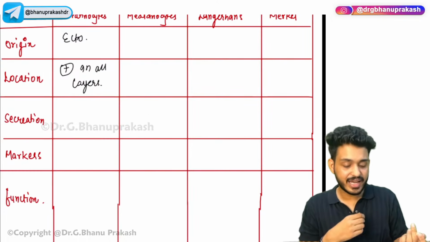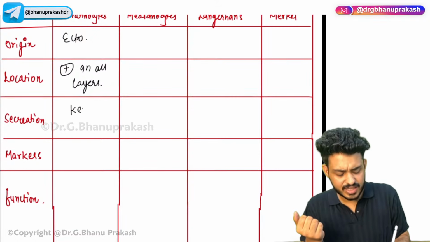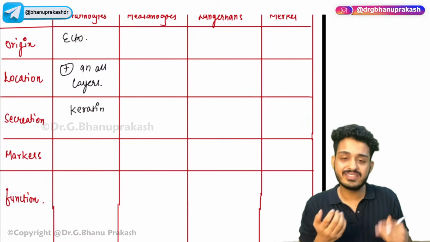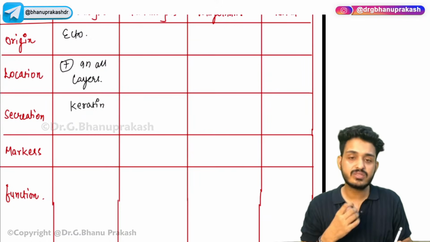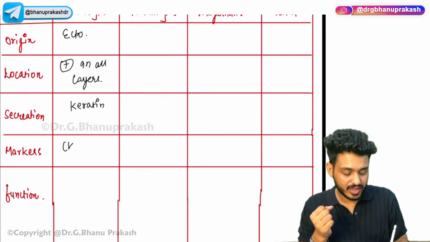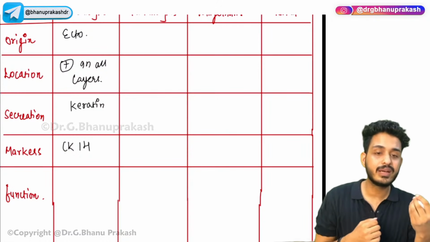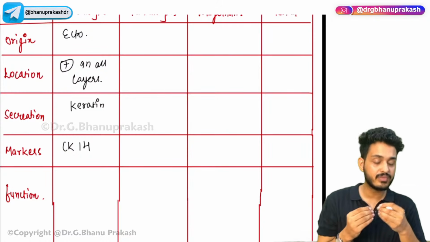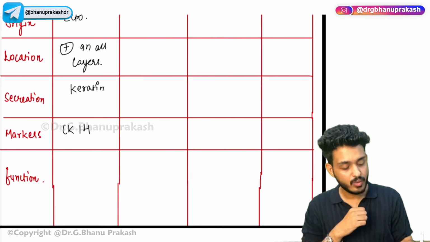Okay, next thing, what would it be secreting? It would be concerned with keratin, right? So it will be having keratin, right? Next one, what is the marker? Marker is important, that is cytokeratin 14. Okay, cytokeratin 14. Remember guys, keratin is a marker for what? Try to answer.